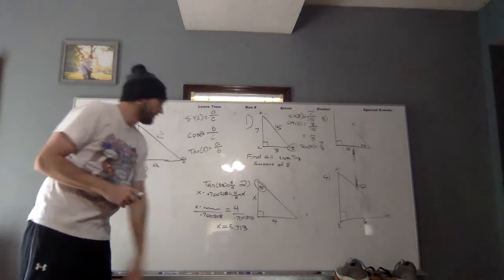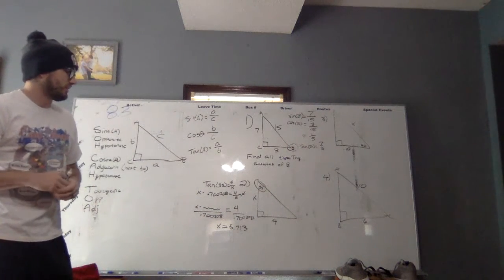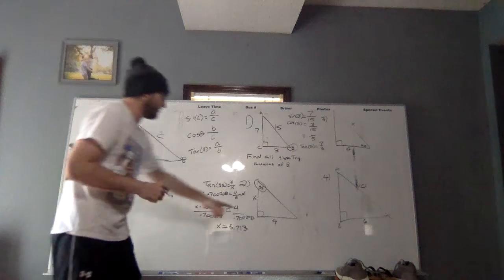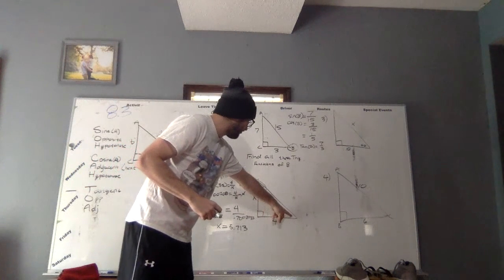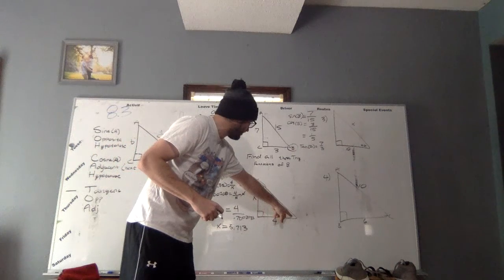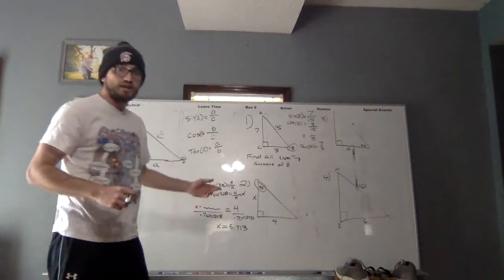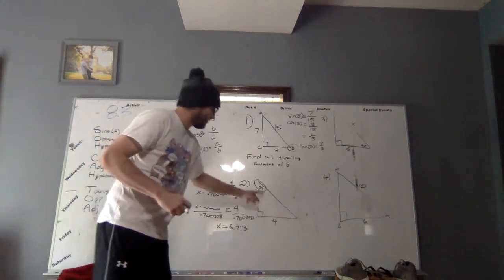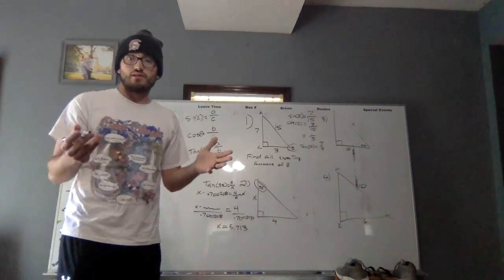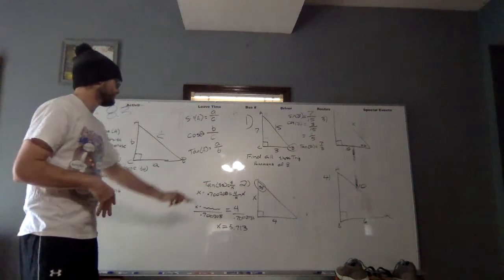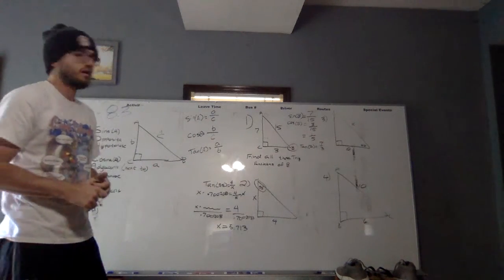Okay, so my answer is x is 5.713. Makes sense because if this is 90 and that's 35, that makes this 55, which means this side has to be bigger than this side because it's across from the larger angle. So I know at least by that rule, I'm probably good. Okay, so that's how you set that up.